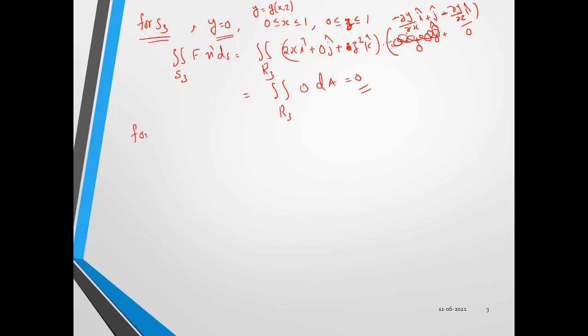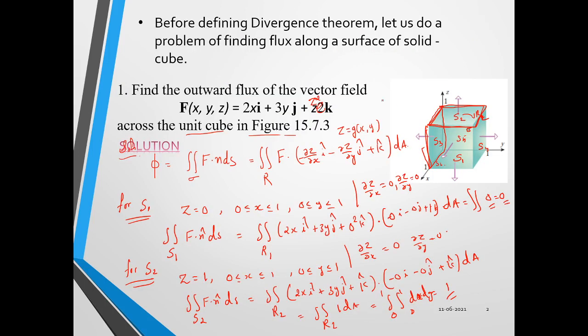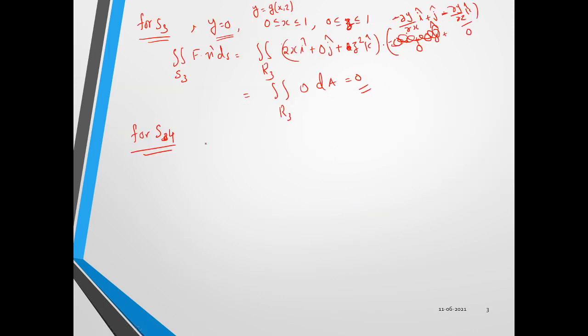Now what we will get for S4. S4 is actually here, this surface, with y equal to 1, and 0 less than z less than 1.